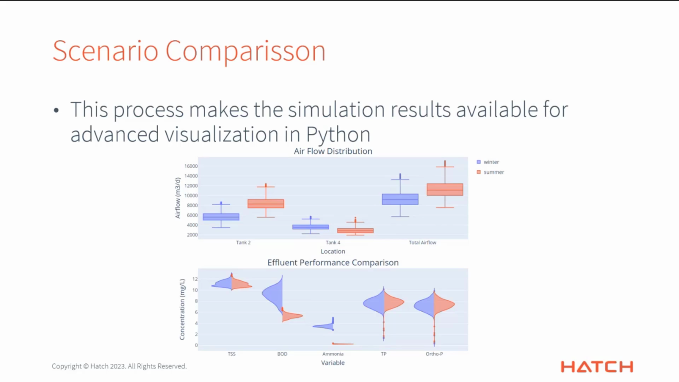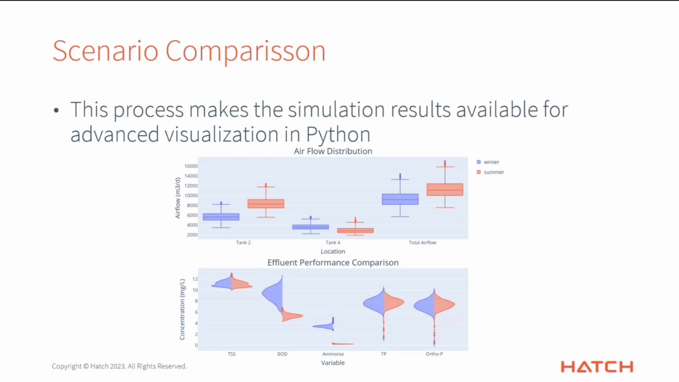But what we're showing here is in the top plot, we're showing box plots to differentiate the airflow that's going to tank 2, tank 4, or the total airflow to our bioreactors in both the winter scenario and the summer scenario, where the winter is shown in blue and the summer is shown in red. And one thing you can pick off right away from this plot is that our winter scenario actually has a lower airflow than our summer scenario, despite having the exact same DO set points. And this is just a result of the lower temperature having an impact on the solubility of oxygen. There's a higher solubility of oxygen in the lower temperature wastewater, so we don't need as much air to meet those DO set point requirements.